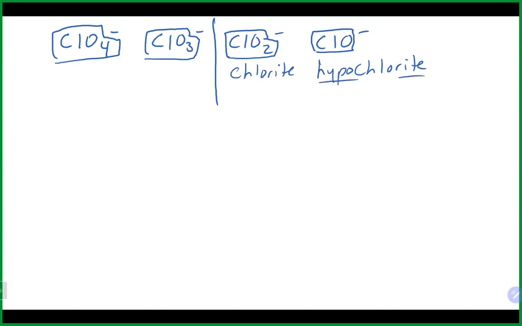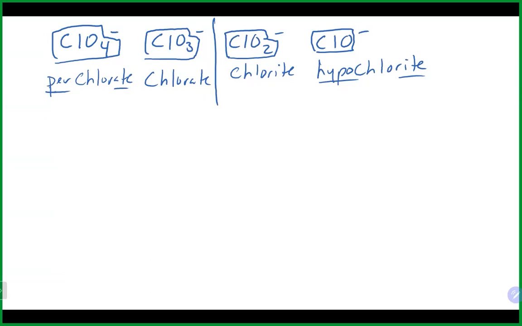We could do the same thing for the guys on the left. They have the largest number of oxygens in this group of 4, which means they all should end in ate. So this would be chlorate. Again, we can't have the same name for 2 different things. So in a group of 4, the one that has the most oxygens will actually start with per in front of it. So this is what is known as perchlorate.